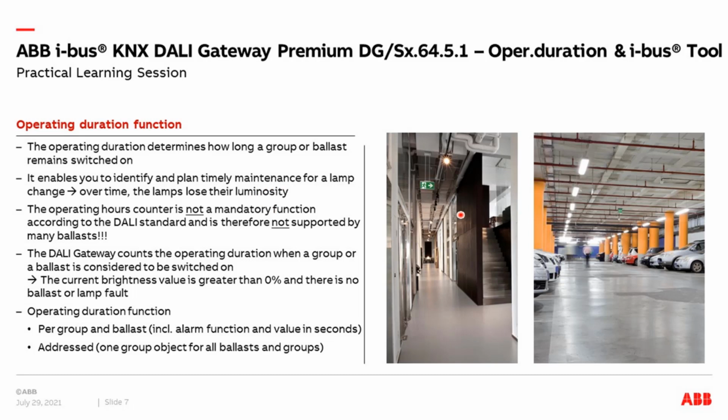In some public buildings, the lamps must be changed every 1,000 or 10,000 operating hours. If you have fluorescent lamps, or other types like LEDs, over time the lamps lose their luminosity and then they have to be replaced. With this new function, we can determine the operating duration and then we can also trigger an alarm message using 1-bit information. I will show you the parameterization later.